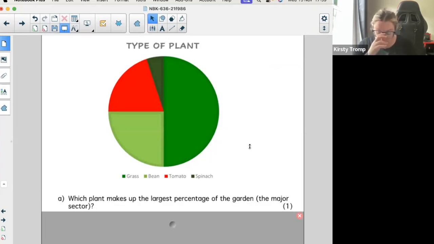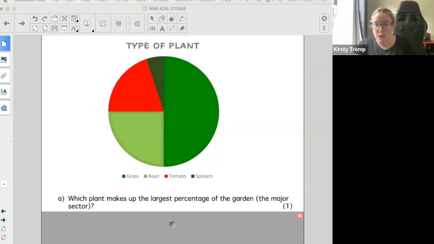Which plant makes up the largest percentage of the garden, the major sector? Let's drop all your hands. Who's telling us the answer for this one? What plant makes up the largest percentage of the garden?